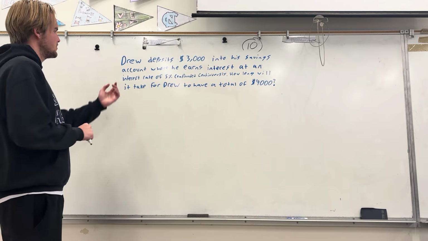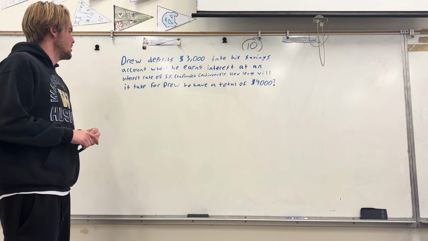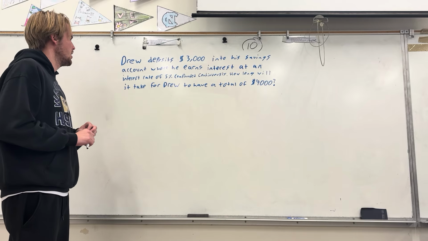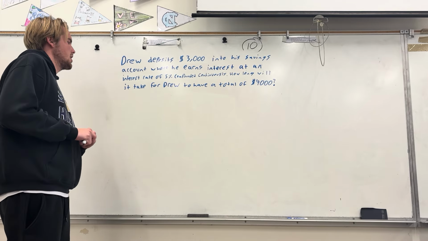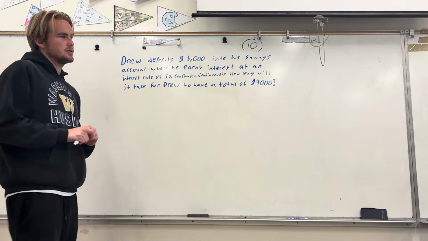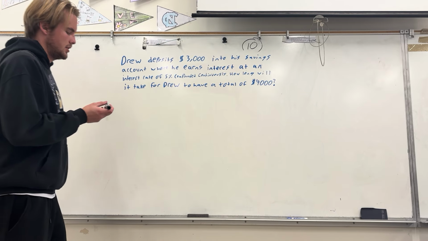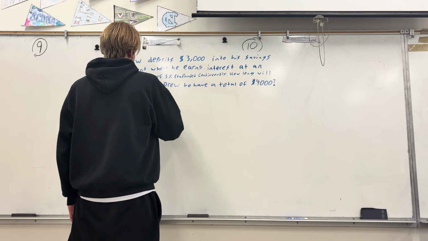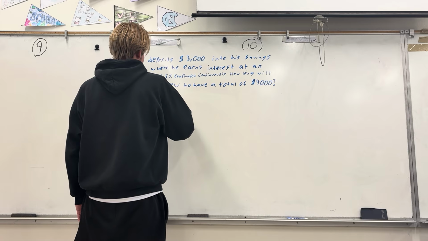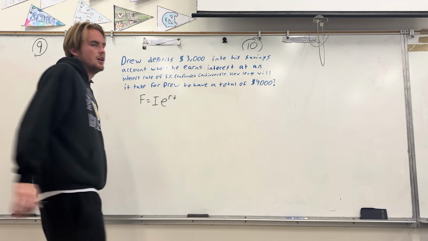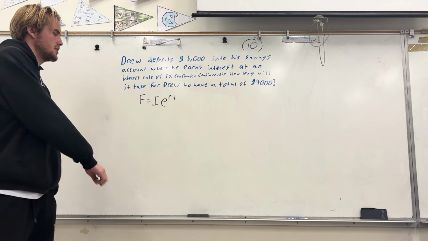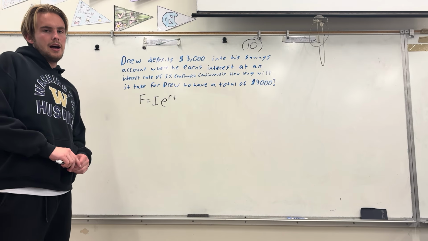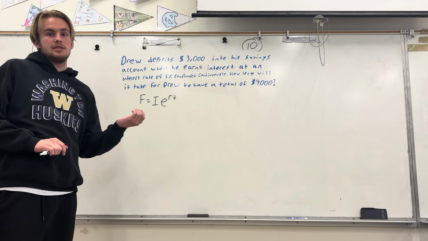Did I read the problem yet? Drew deposits $3,000 into a savings account where he earns interest at an interest rate, that's weird, of 5% compounded continuously. How long will it take for Drew to have a total of $4,000? And we're going to use this formula right here: F equals I times E to the power of RT. Just like with the last video, if you look it up online, you're going to get a different formula. It's going to say A equals P times E^(RT). That's fine, it's the same thing.